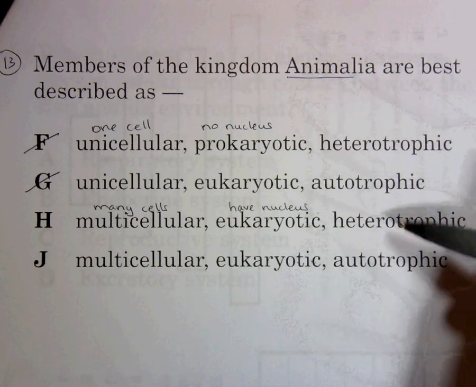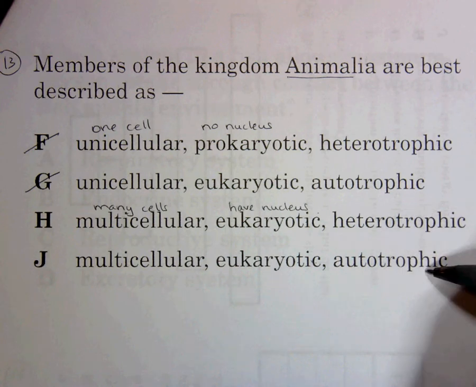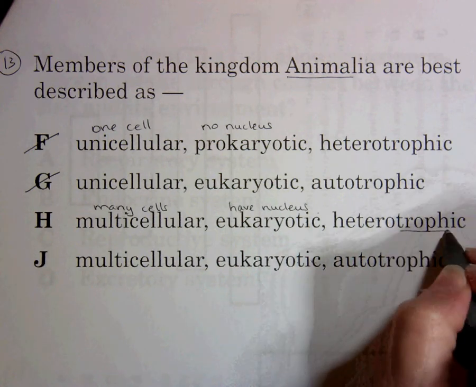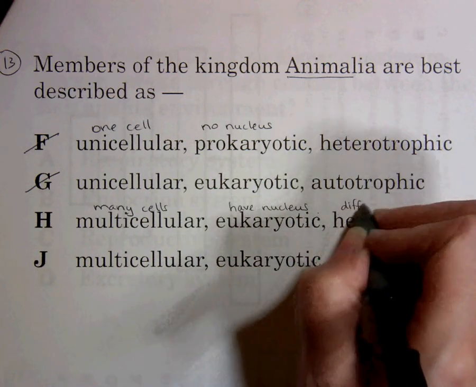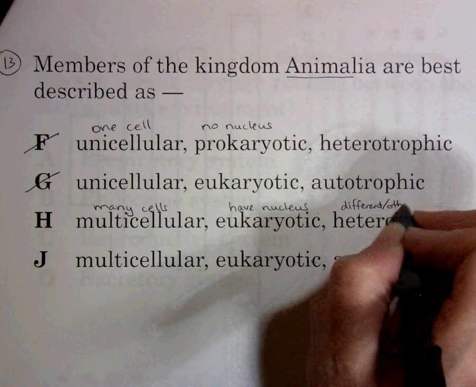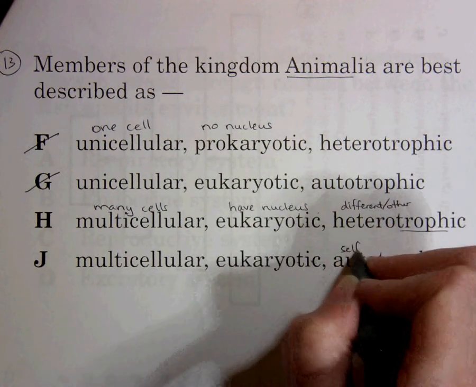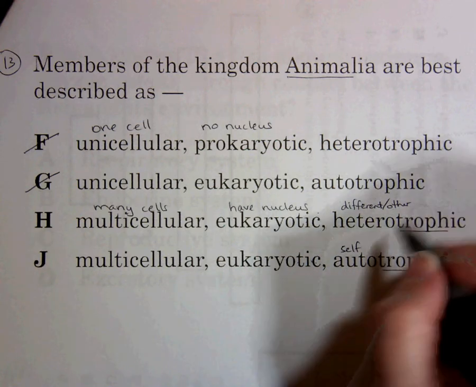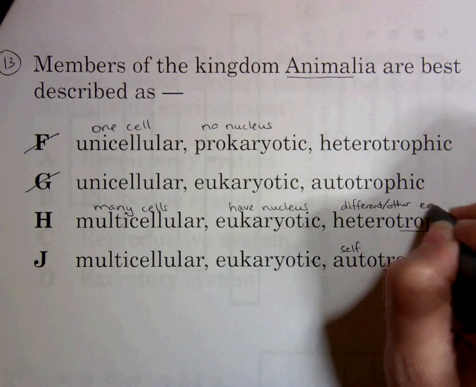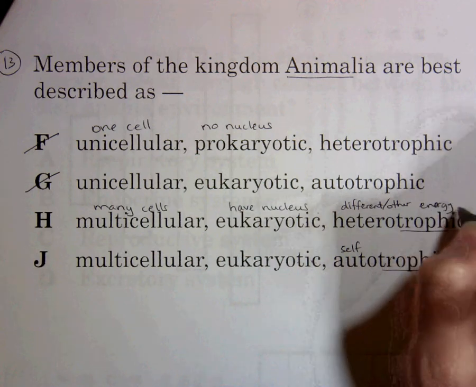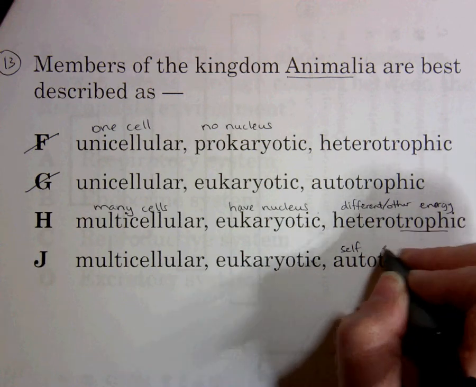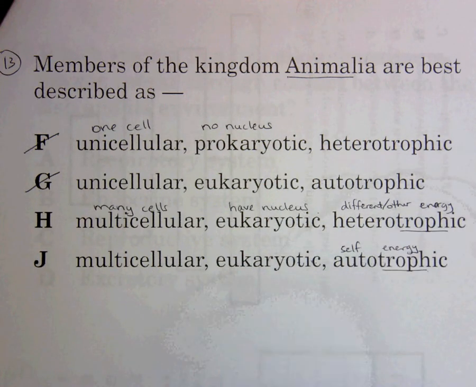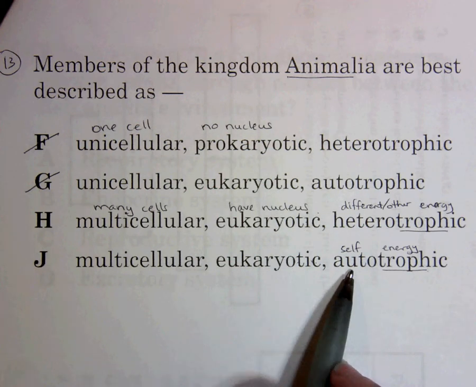And then we're left with these two terms, heterotrophic and autotrophic. Well, troph has to do with energy. Hetero means different or other, and auto means self. So what this is saying is a heterotrophic organism gets its energy from something other than itself, and autotrophic organisms get their energy from themselves, which means that they can go through photosynthesis or chemosynthesis to make their own food energy.